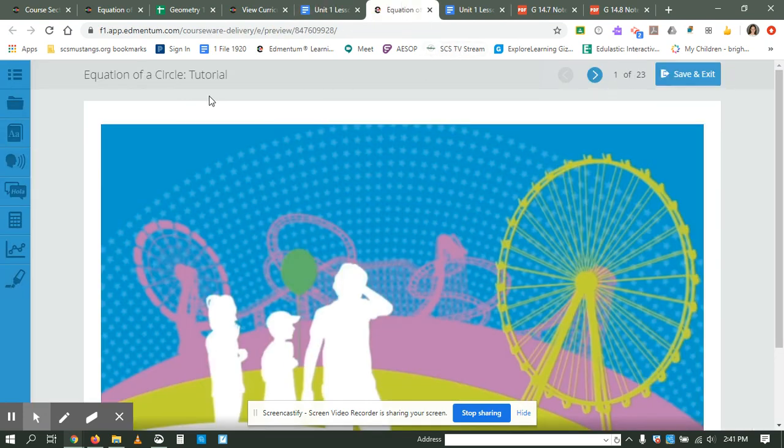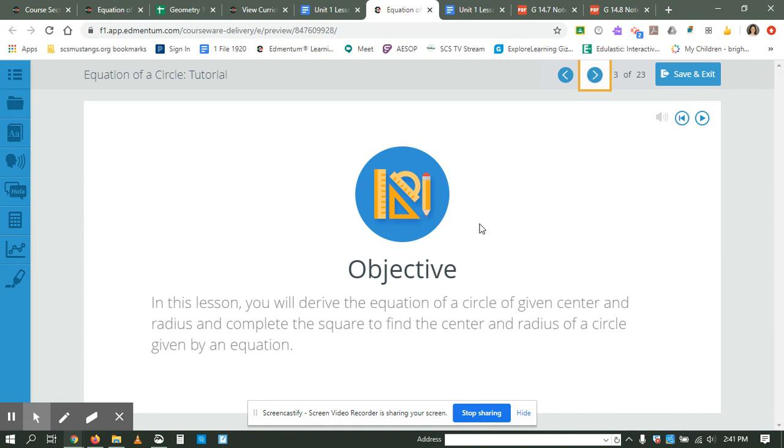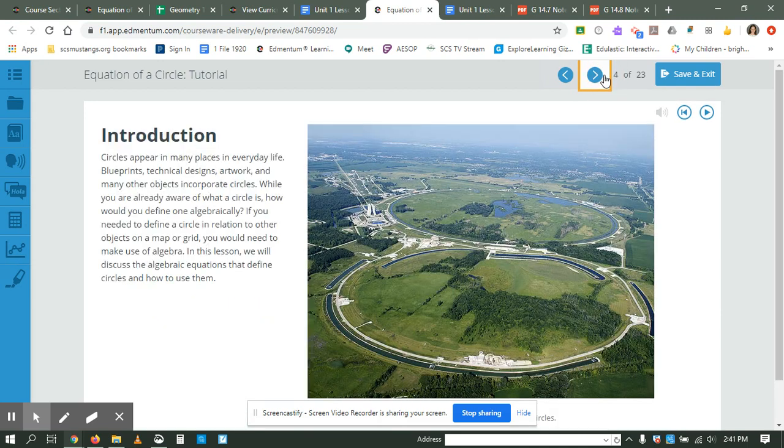But for this one, we're going to look at our equations of circles. So looking at the third slide, it gives a really nice objective for what we're going to be looking at. We are going to look at calculating the equation of a circle given its center and radius, and then also looking at completing the square to find the center and radius of a circle given by an equation. So looking at this first slide, go ahead and pause it, take a chance to read through that introduction that they've got for you there.